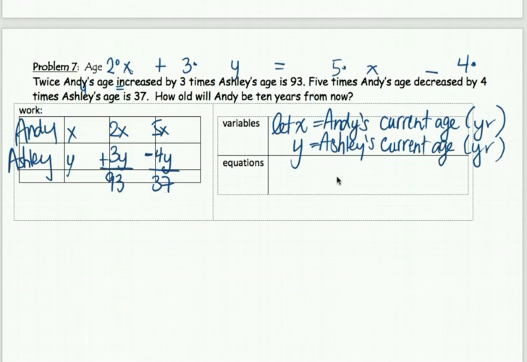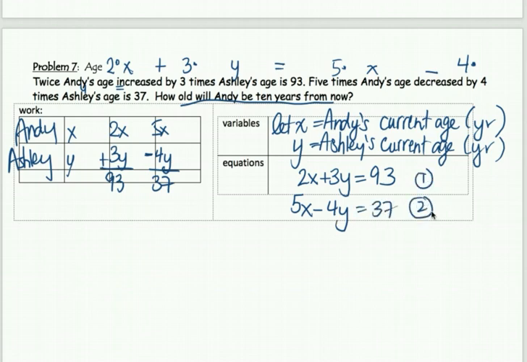We have our variables. This is their current age. We're going to solve it, but in the end we need to figure out 10 years from now, so in 10 years, what will Andy's age be? We'll deal with that part in a sec. For now, let's just build our 2 equations here. So equation 1, equation 2.